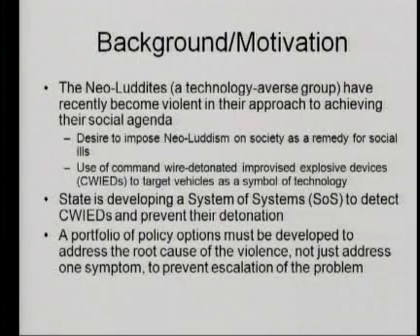The background and the motivation, I'm sure you're familiar with by now. We're assuming that we are proceeding with development and implementation of the counter-IED system of systems, and that the portfolio of policy options has to address the root cause of the violence and not just address one symptom of it.